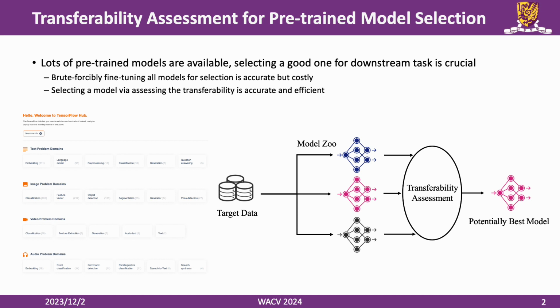As we all know, there are lots of pre-trained models available, so selecting a good one for a downstream task is very crucial. However, brute-force fine-tuning of all models for selection is accurate but very costly. Thus, assessing the transferability is important, and it needs to be both accurate and efficient.